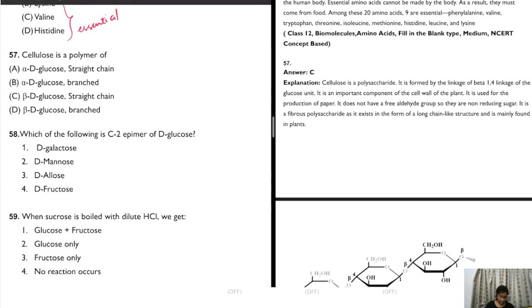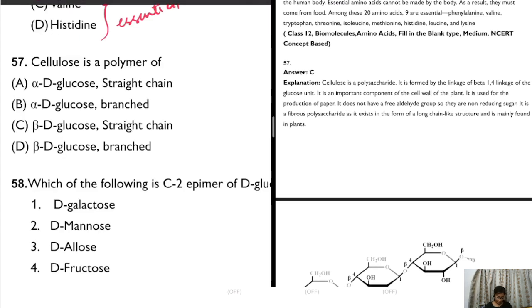Cellulose is a polymer of. First of all, what is cellulose? This is a polysaccharide. And what is a polysaccharide? Upon hydrolysis, it will give more than one monosaccharide. It consists of many monosaccharides. Disaccharide contains two, oligosaccharides contain less than 10. So that is how we differentiate between them. So this is a polysaccharide.